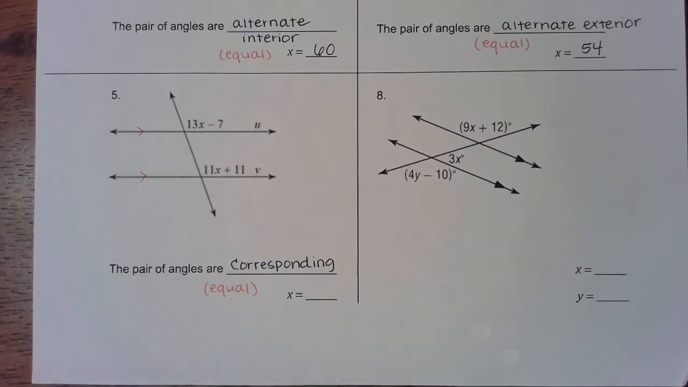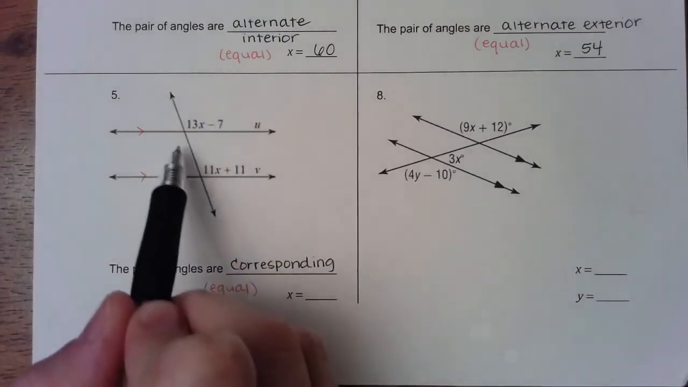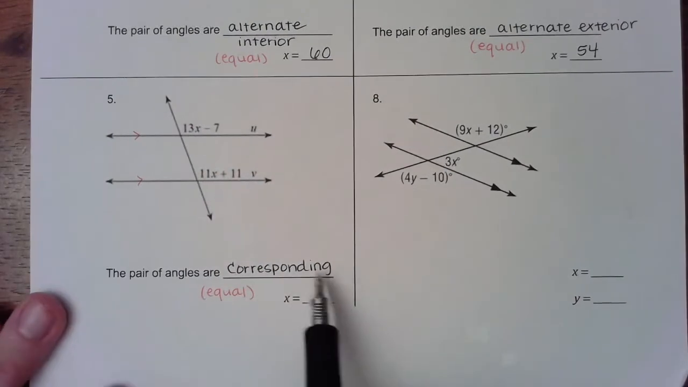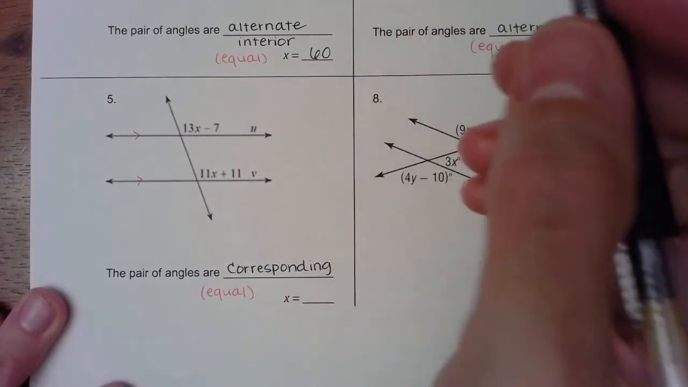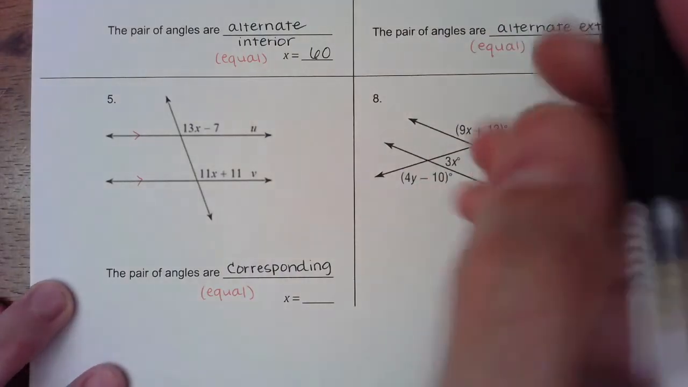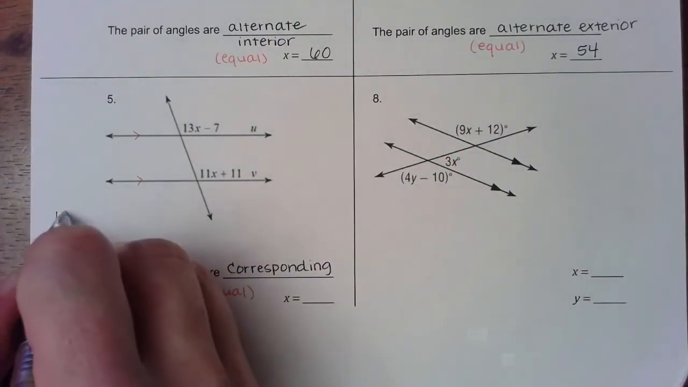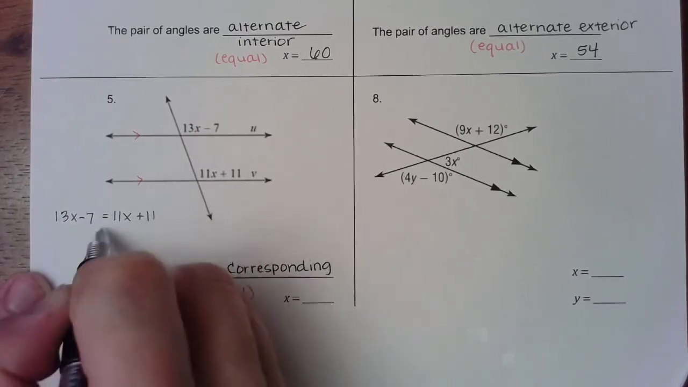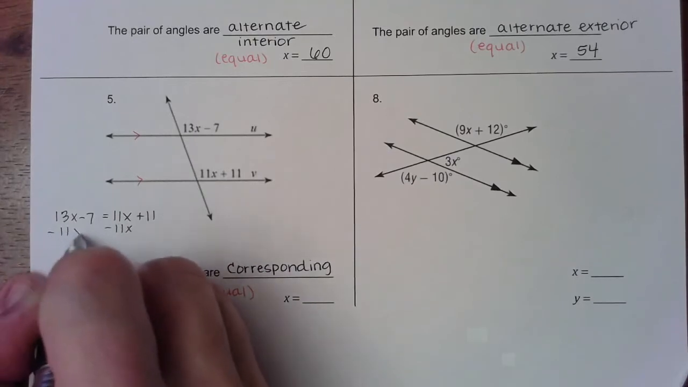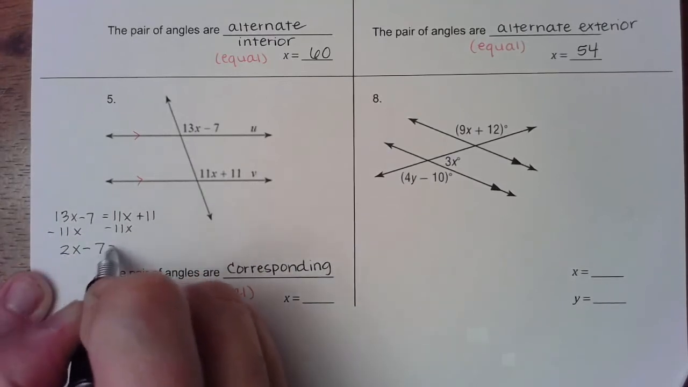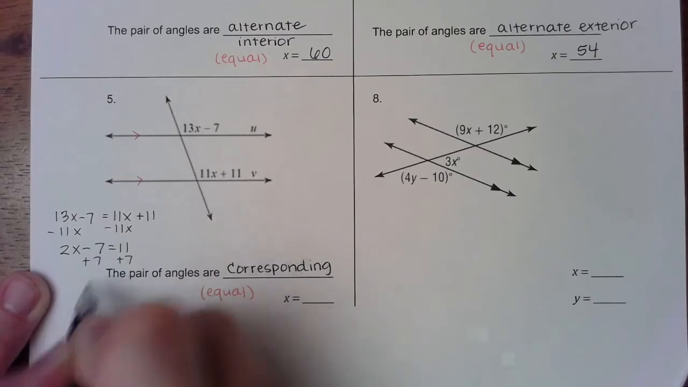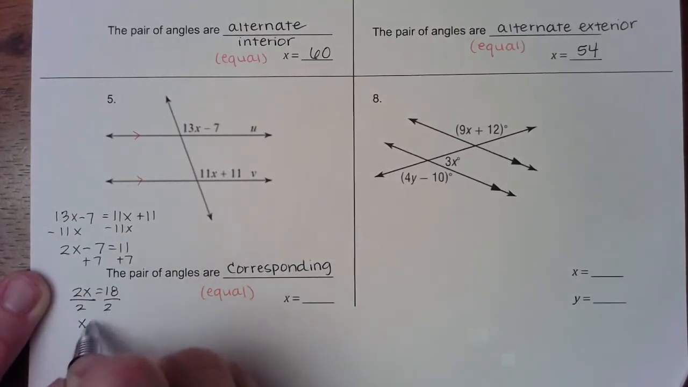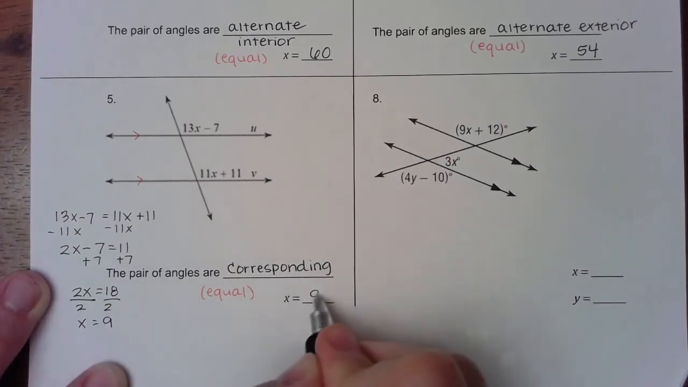On question number 5, this 13x minus 7 is in the top right. The 11x plus 11 is in the top right. And so those are corresponding angles. And corresponding angles are congruent to each other. So when I solve for this one, it's going to be 13x minus 7 is equal to 11x plus 11. And then you'll solve for x. So 2x minus 7 is equal to 11. That gives me 2x is equal to 18. And then I'll divide to finish solving. So I'll get x is equal to 9.